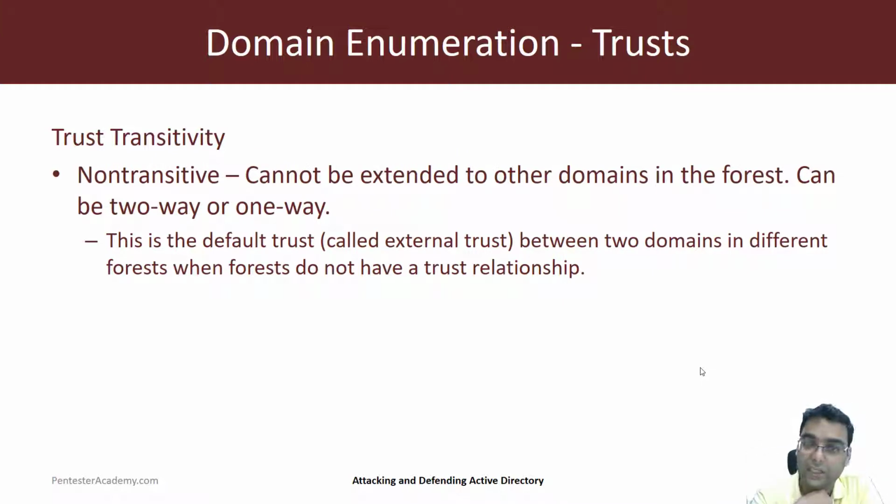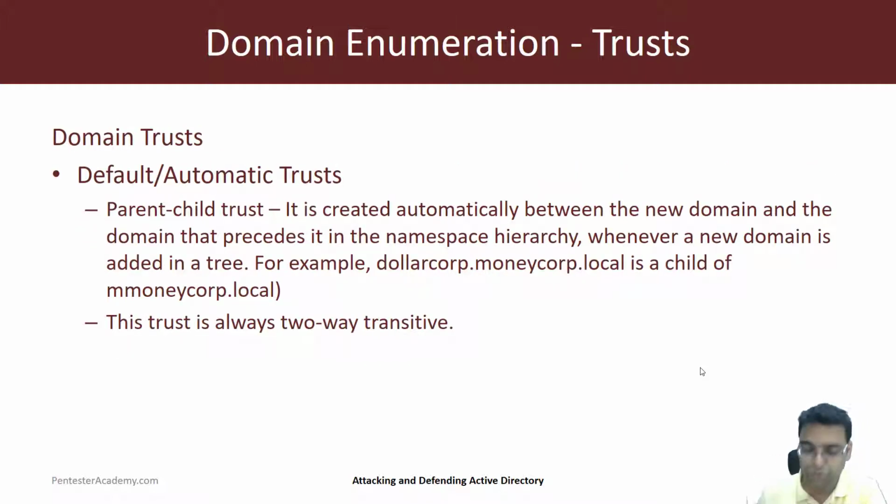Now, continuing our discussion with trust transitivity, there could be trusts which are non-transitive, which, as the name implies, cannot be extended to other domains in the forest. Non-transitive trusts can be one-way or two-way. This is the default trust called the external trust between two domains in different forests when forests do not have a trust relationship. That is, if we have an external trust, a trust between non-root domains of two different forests, it is non-transitive. So these were two properties of trust which we discussed, direction and transitivity.